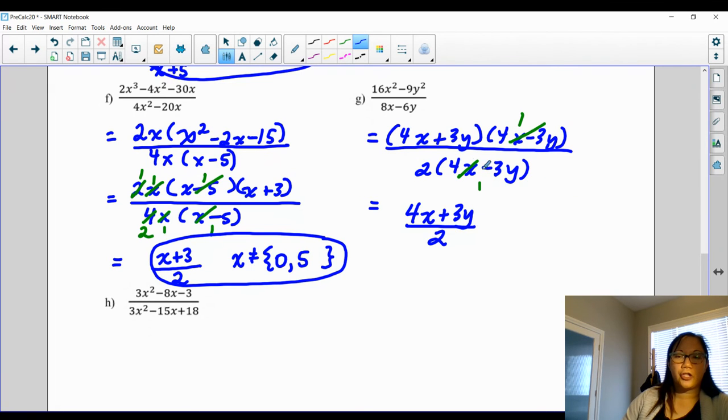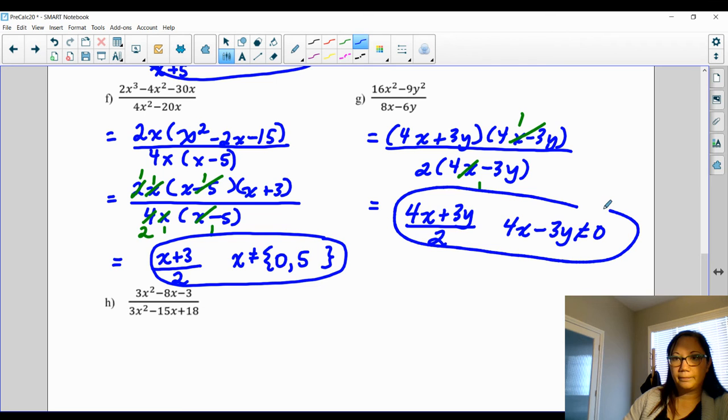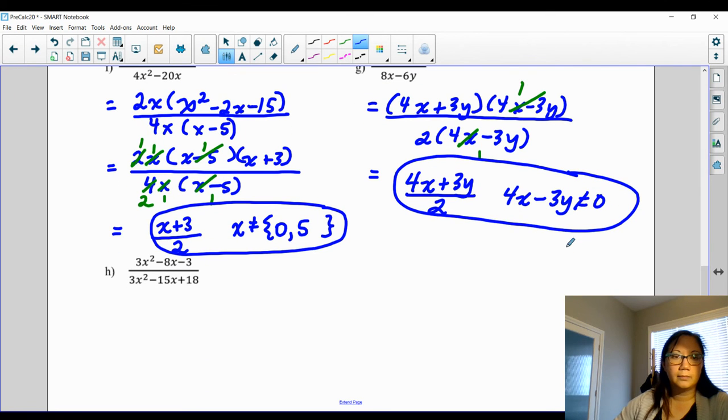Now to write my restriction, this one is the hard part of this question. I can't come up with a specific number. It's a relationship that's my restriction. And so in this question, 4x minus 3y, that entire factor, cannot be equal to 0. And that's really the only way that I can write it. So it's not a specific number that's restricted, it's the variable.